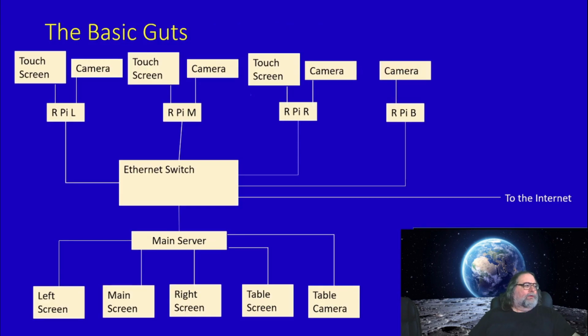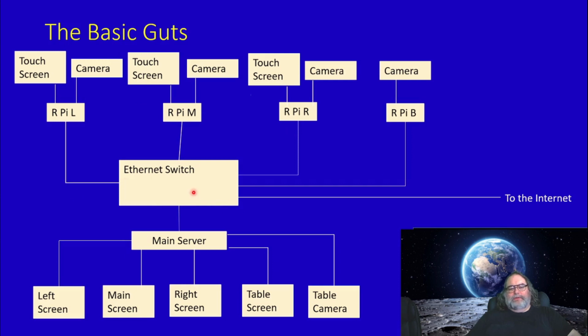So here's what I see as the basic block diagram. To the left there you see R-Pi-L. These are Raspberry Pis. There are four Raspberry Pis in the system. This one's for the left side, middle, or the main, that's the main console, and the right side. Each one of those is connected to a touchscreen and a camera. The fourth one is only connected to the camera that's pointed at the main seat.